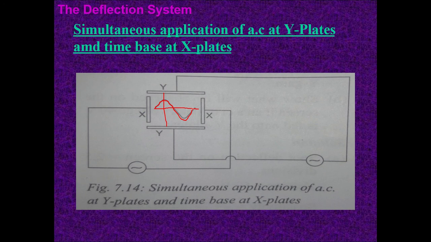So in the image there, we can observe an AC signal is supplied across the Y plates as the time base is on. Both of them, the AC signal and the time base, are on. So that gives us the simultaneous application of the AC at the Y plates and the time base at the X plates. Now let's go to the last section, which is the screen.